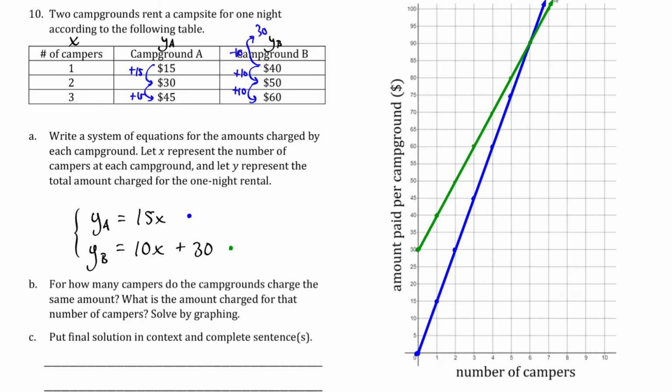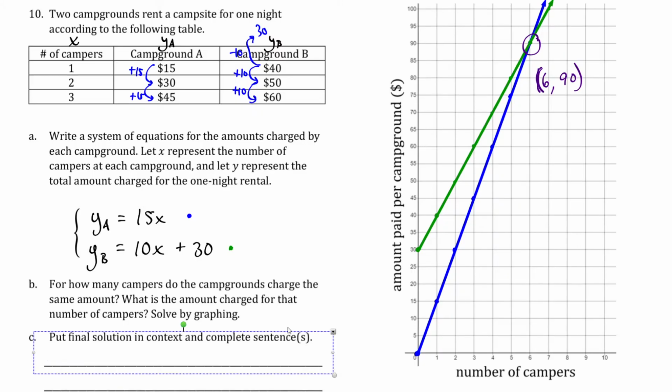But let's go ahead and draw these. And they intersect right here at the point 6 for X and 90 for Y. Now that is our solution. Now put the final solution in context and complete sentences. Maybe 1 or 2. It depends on how many sentences you kind of need.